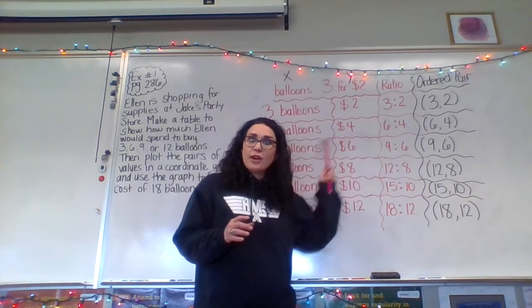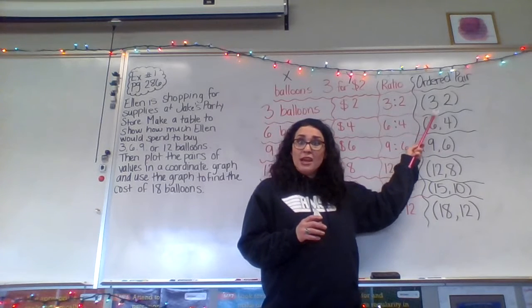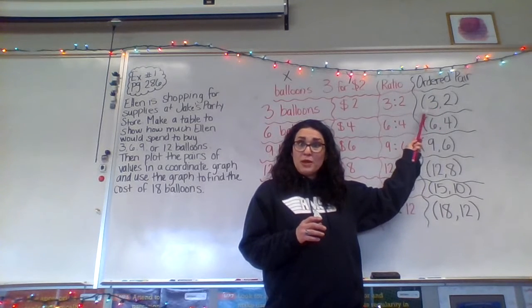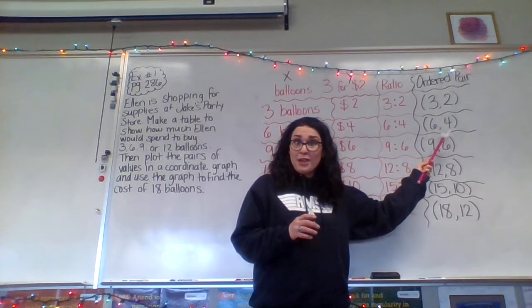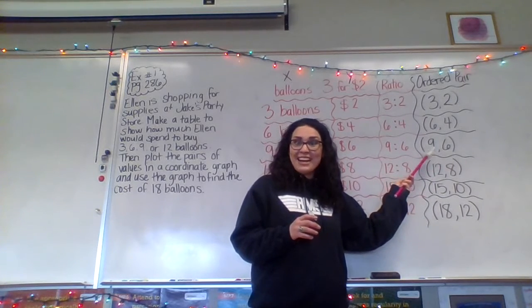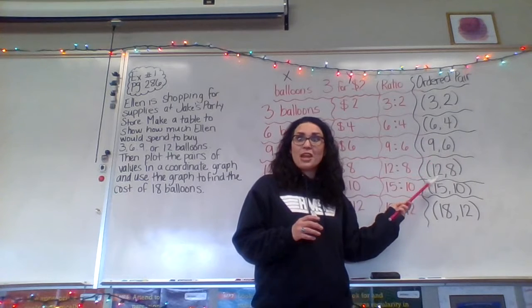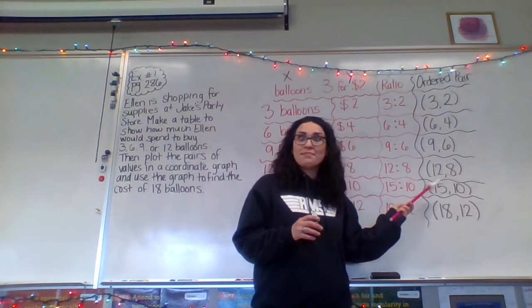The way we translate this to an ordered pair is over here. We would have (3, 2), so 3 would be your X coordinate, 2 would be your Y. (6, 4): 6 would be your X, 4 would be your Y. (9, 6): in this case, 9 would be your X, 6 would be your Y. (12, 8): 12 would be your X, 8 would be your Y.